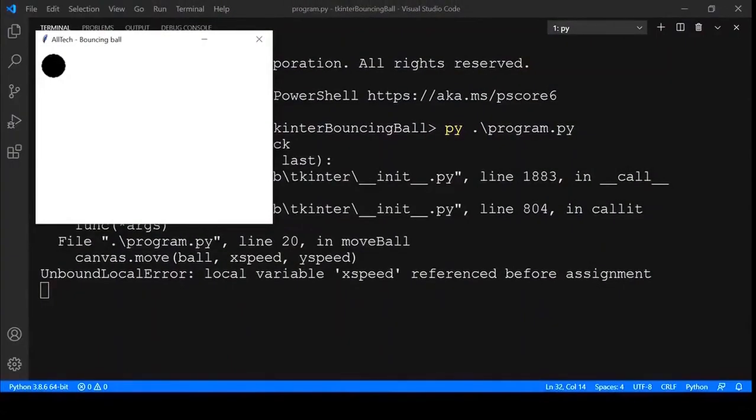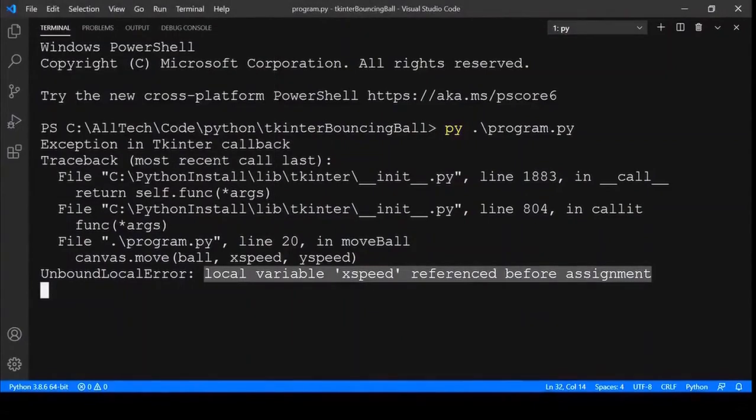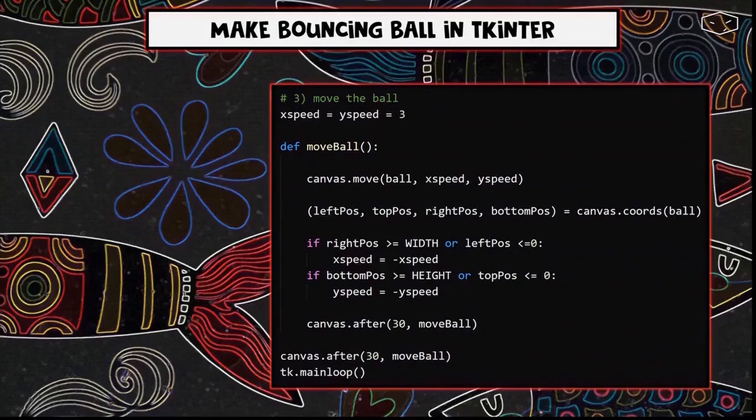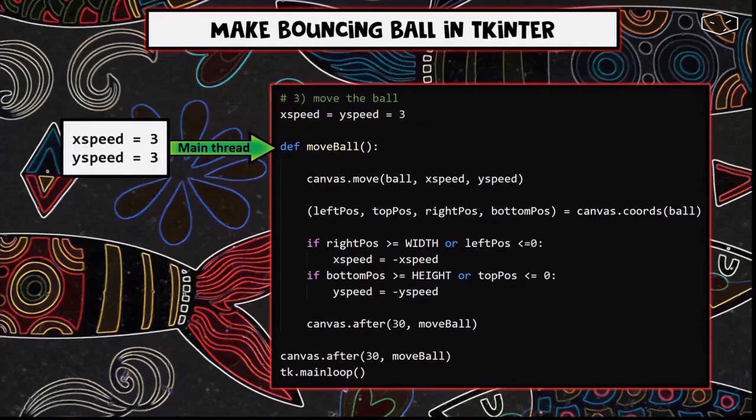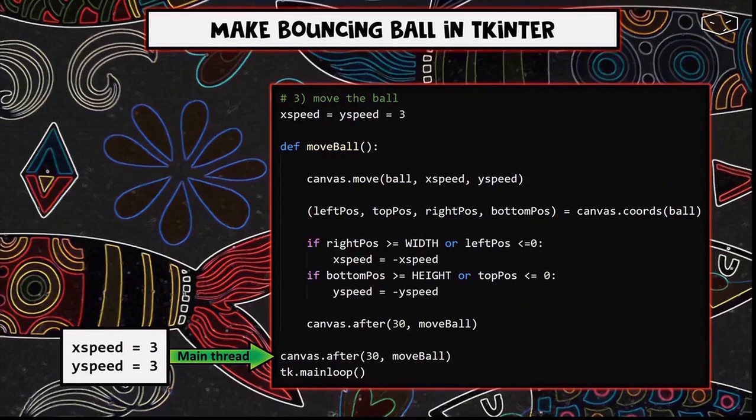Whoa! And we got this error. Local variable x speed referenced before assignment. Let's try to understand this. First, the main thread loads the x speed and the y speed with the value 3. Then it loads the moveBall function. After this instruction, it goes to a very, very special instruction where we call canvas.after. We provide the number 30 and the function moveBall.